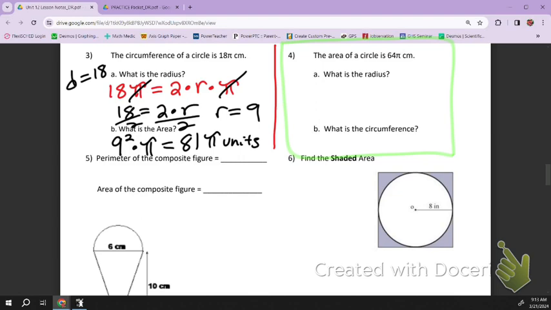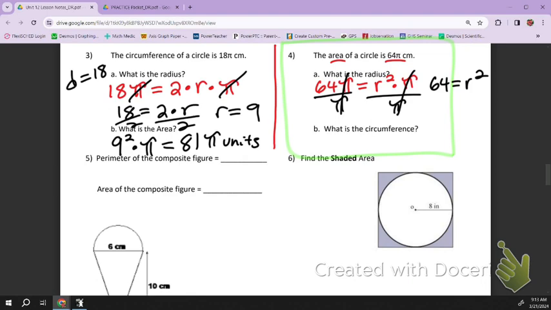The area is 64 pi. So I'm going to take 64 pi and set it equal to my area equation. Now, because there is pi on both sides, I'm just going to divide by pi. Goodbye, pi. It's gone. So I'm left with 64 equals r squared.